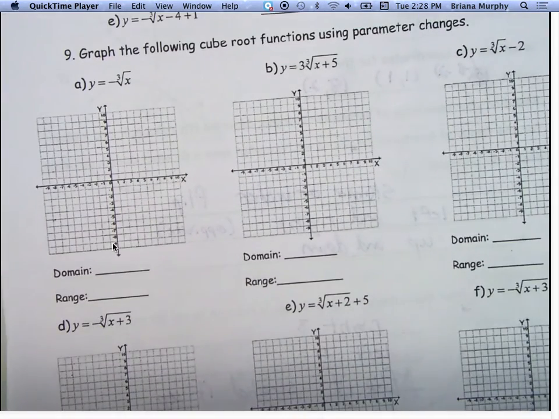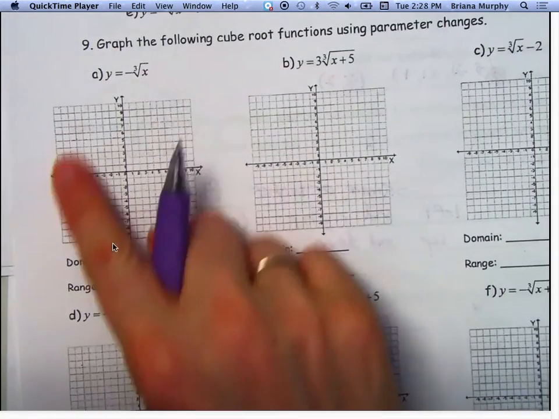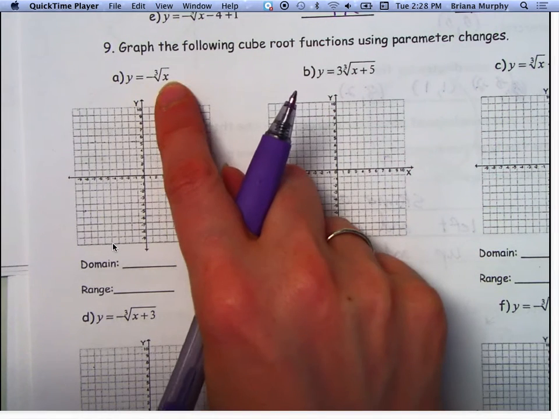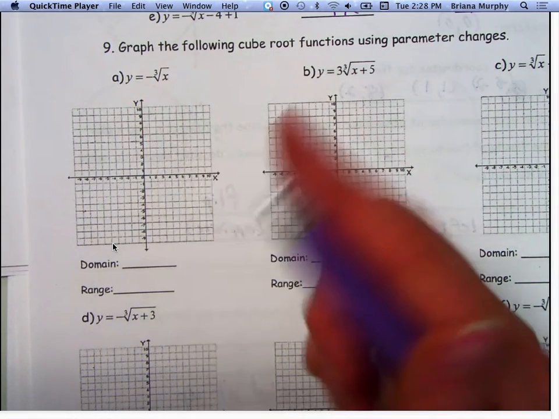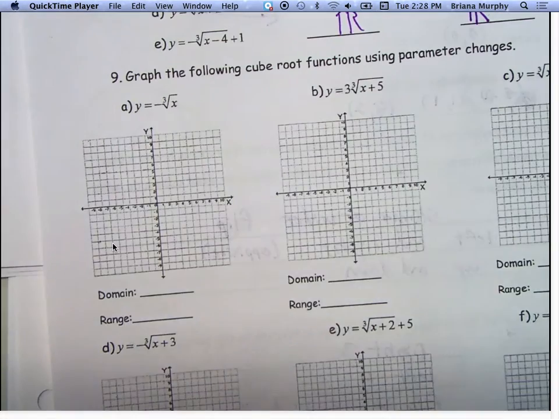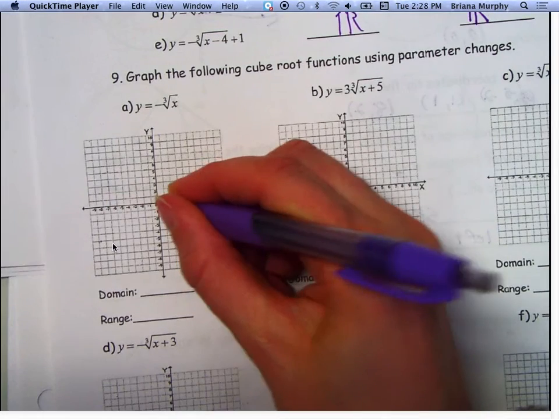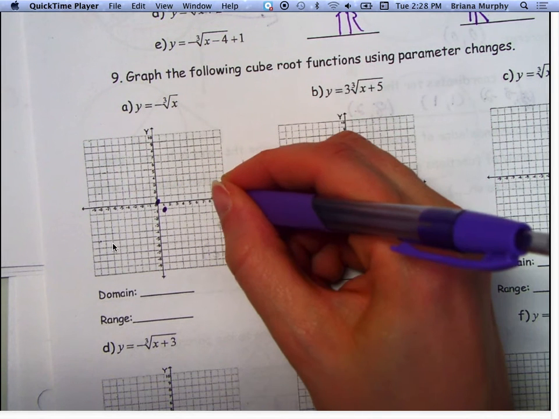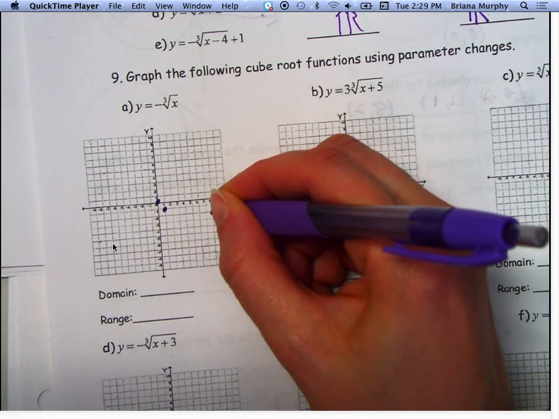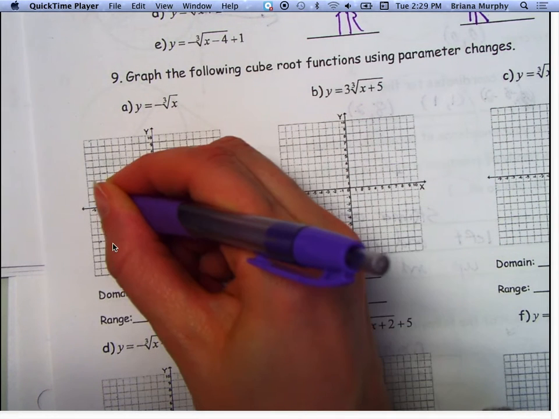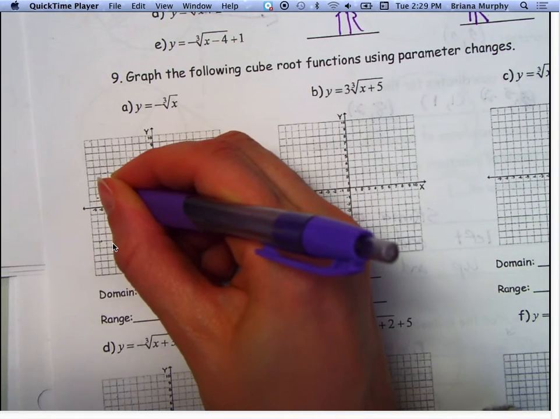Okay, so we're going to look at A. We've got negative the cube root of x. So remember, it's the opposite. So for this one, I still have 0, 0, but 1 would be negative 1, 8 would be negative 2, negative 1 would be 1, and negative 8 would be 2.